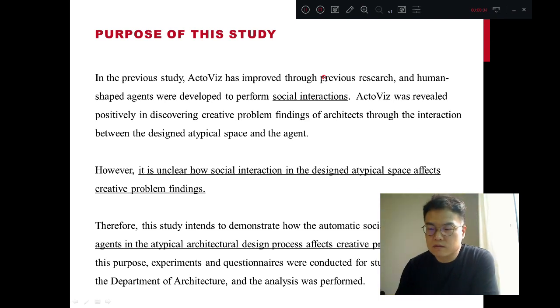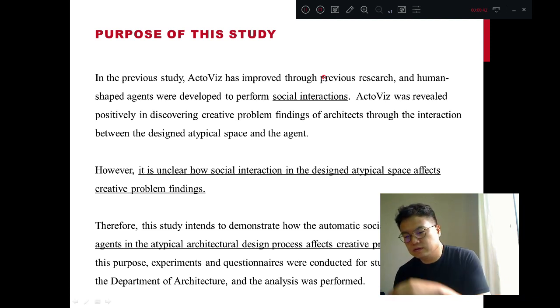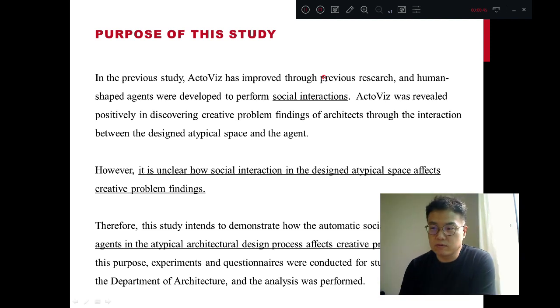Okay, how about this paper? In this paper, we figure out the effect of social interaction, because it's unclear how social interaction in design of atypical shapes impacts creative problem finding. So in this study we demonstrate how human social behavior impacts the design process for creative problem finding.